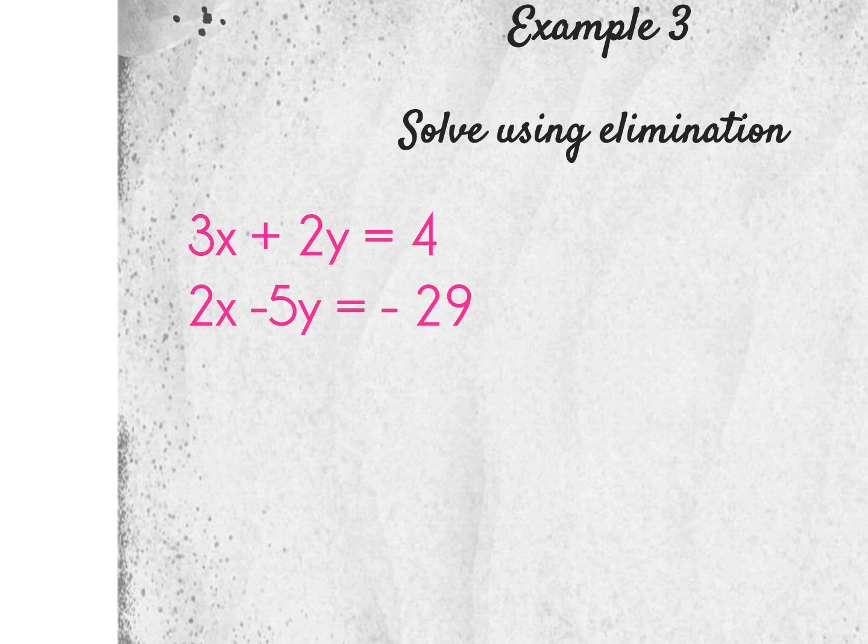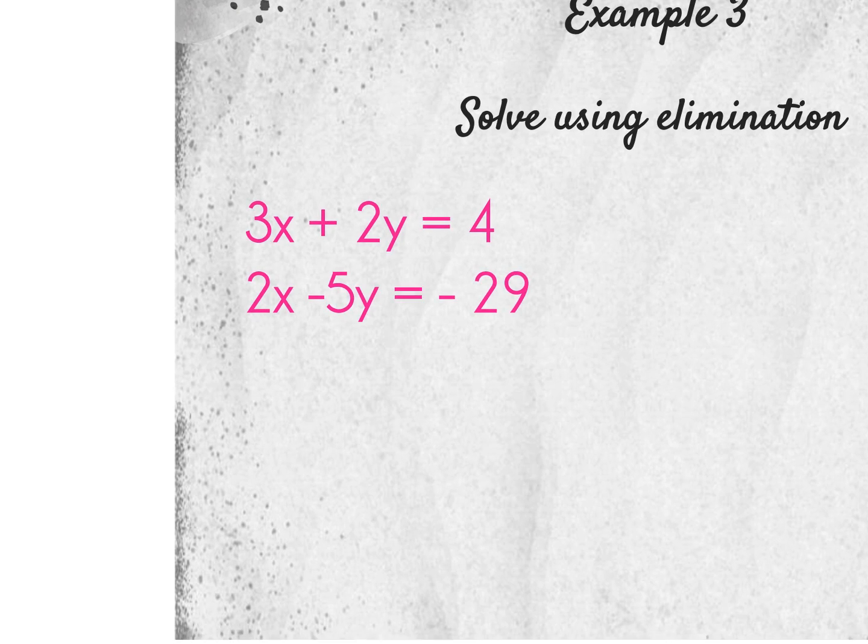I'm going to go ahead, and again, you can choose. It's not set that you have to do x or do y. I'm going to eliminate x. So I'm going to multiply my first equation by negative 2. I'm going to multiply my second equation by positive 3. In doing this, I'm going to get the number in front of x to be a positive 6 and a negative 6, and then when I add the equations, they're going to cancel.